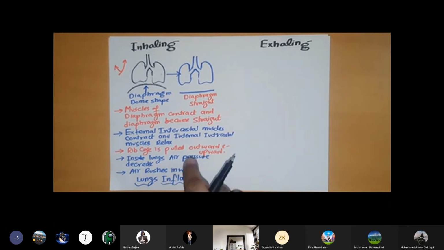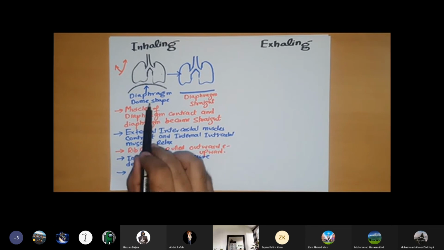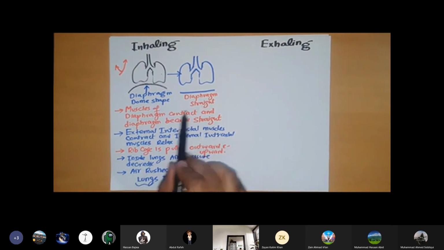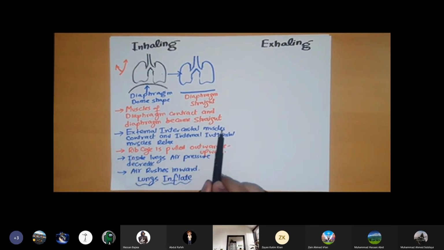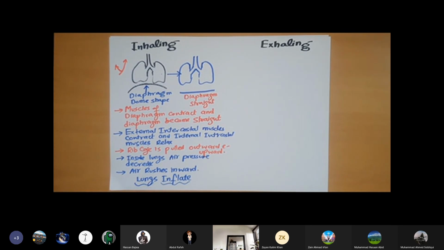So all of these steps happen at the same time, and then we inhale. The diaphragm contracts and becomes straight. The external intercostal muscles contract and the internal relax, and the rib cage is pulled outward and upward, and because of that the air pressure inside the lungs decreases, so the air rushes inward. Now the inhaling process is complete.